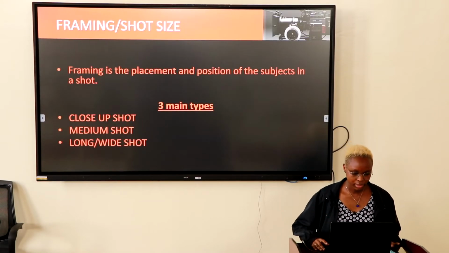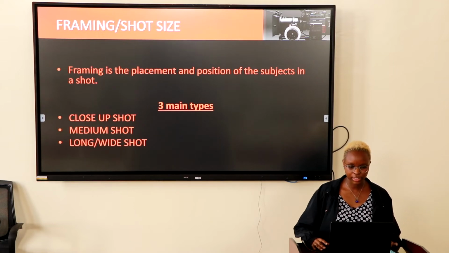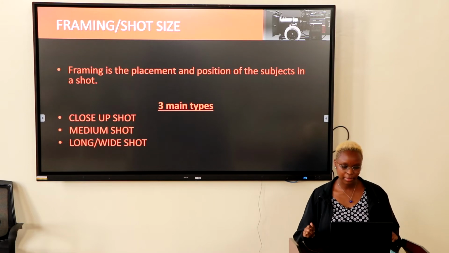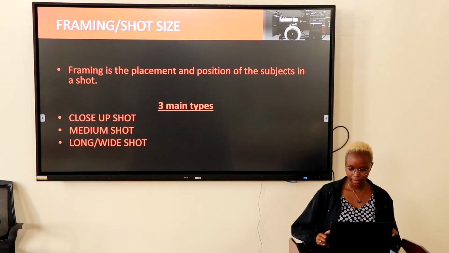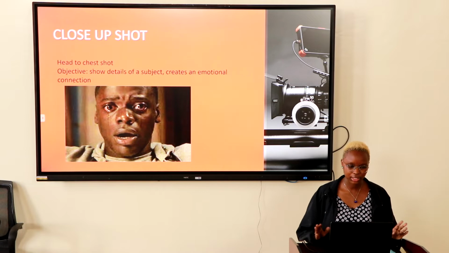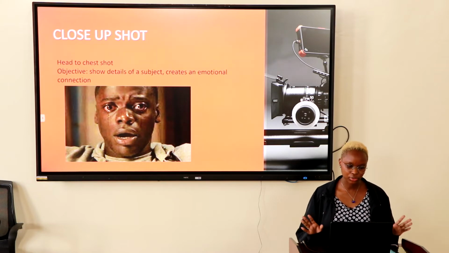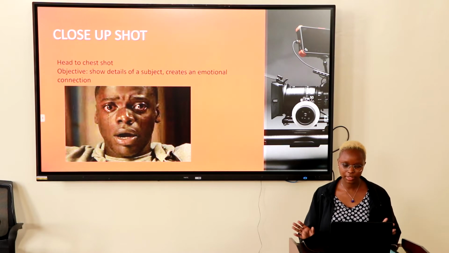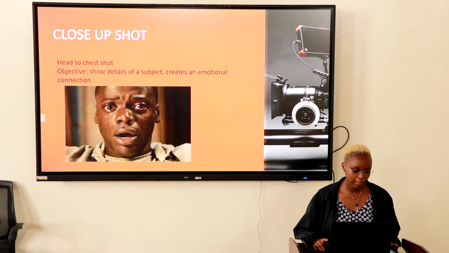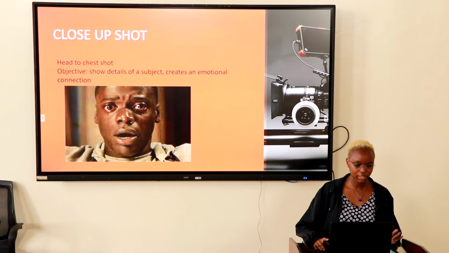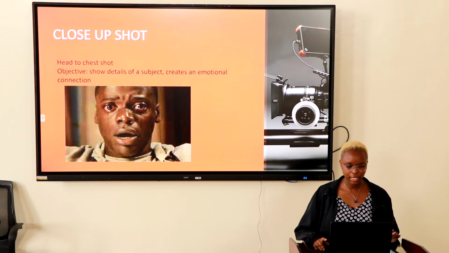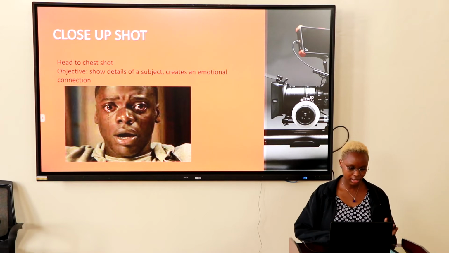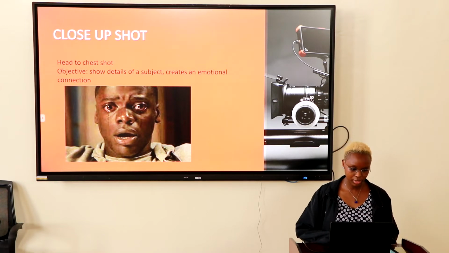Framing is the placement and the position of the subjects in a shot. There are three main types: close-up, medium, and long or wide shots. A close-up shot is basically an approximation of a head-to-chest shot. It doesn't really have to be head to chest, but it's just an approximation. The main objective is to show details of a subject and create an emotional connection between the audience and the character. This is a clear example of a close-up shot.